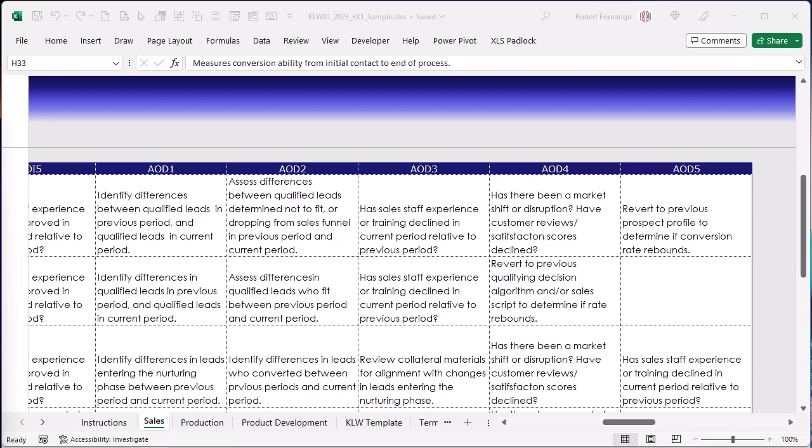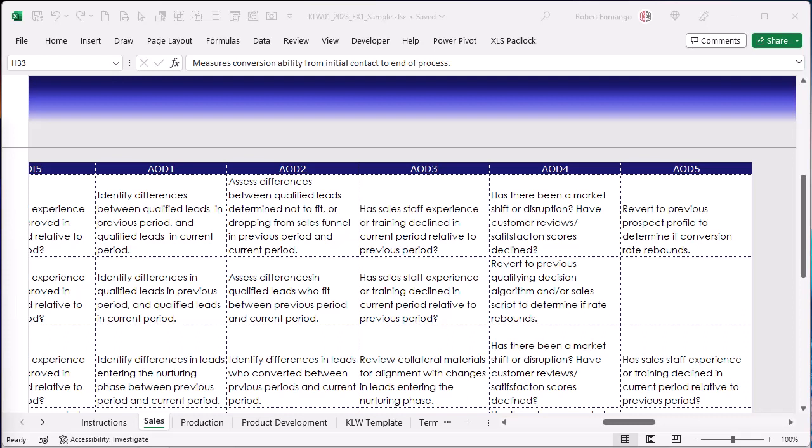Along with that action in AOD2, looking at the sales staff, we could ask the general question, have sales staff experience any change? If your sales staff are newer or less experienced than they used to be, they might not be performing at the highest level and they might need additional training.